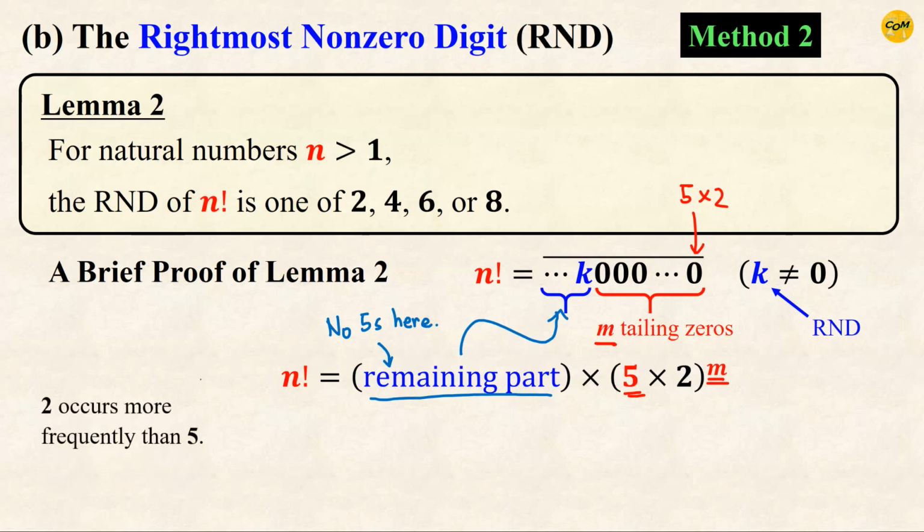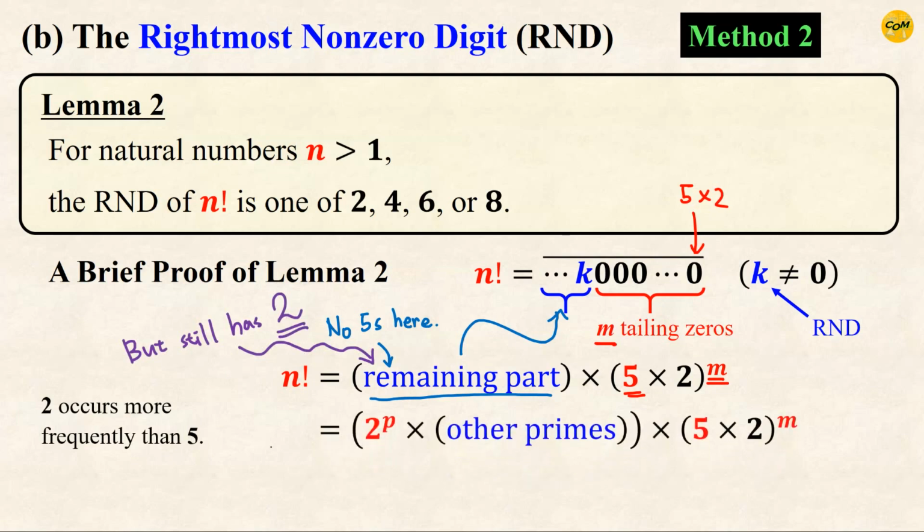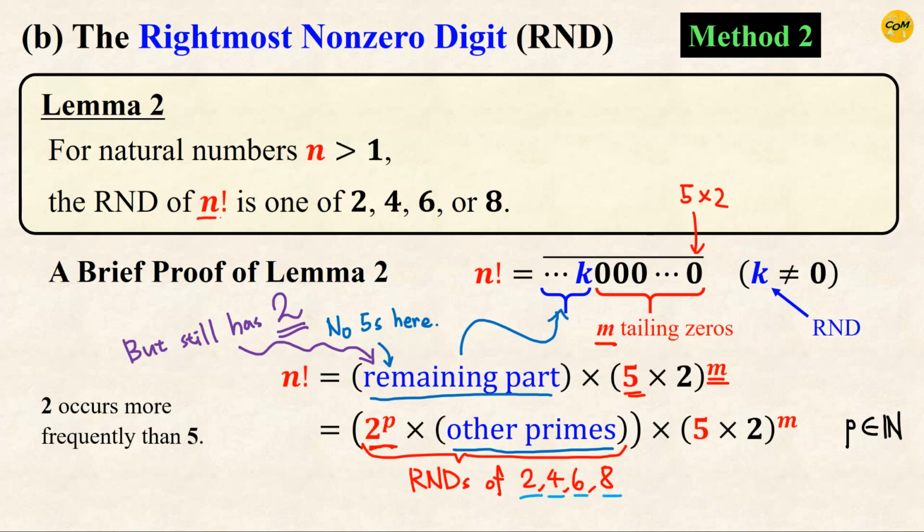And since there are more 2's than 5's, this remaining part still contains prime factor 2, so it can be expressed in the form of 2 to the power of some natural number p times some other prime numbers. And because 2 to the power of p times something can have rightmost non-zero digits of only 2, 4, 6, and 8, we know that the rightmost non-zero digit of n factorial is one of 2, 4, 6, or 8.